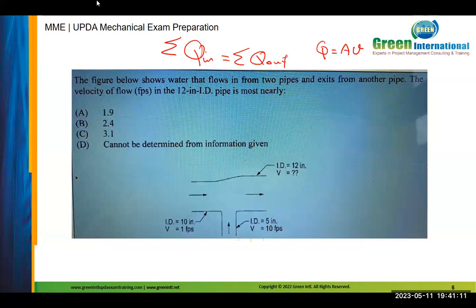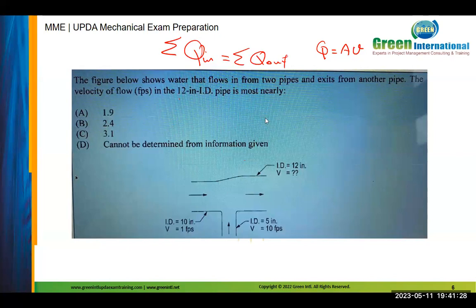The figure below shows water that's flowing in from two pipes and exiting from another pipe. The velocity of flow in feet per second in the 12-inch inner diameter pipe is most nearly what? Let's see together how to solve this problem. According to the equation here, sum of Q in is equal to sum of Q out.